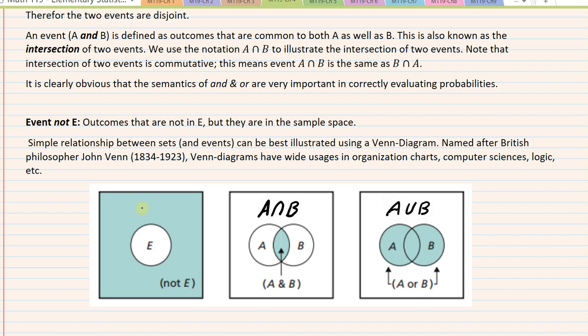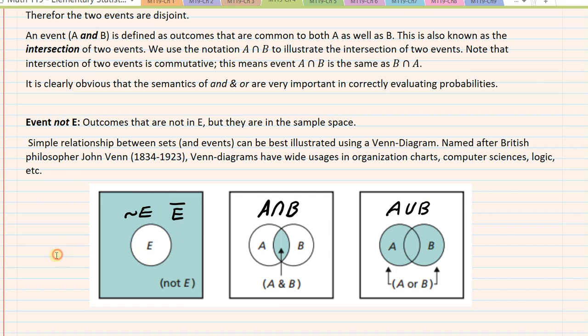Now there are different notations for not E. Usually you can write it like that. Some put a bar on top of it, and those are the most common notations for not E. So there you have it.